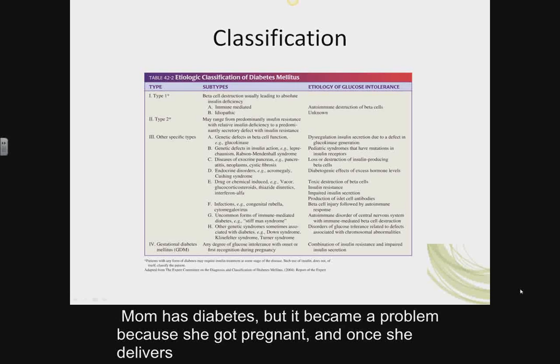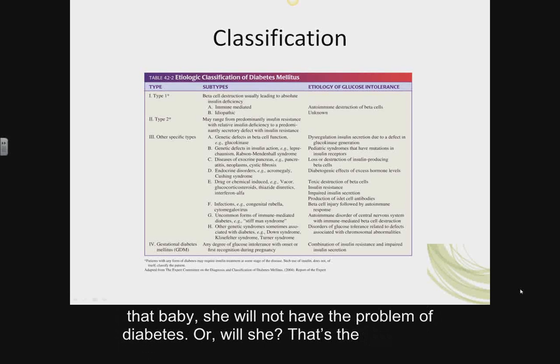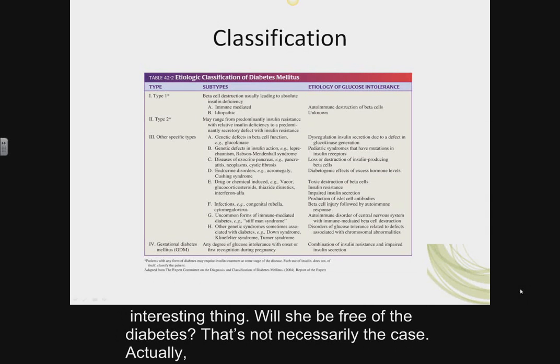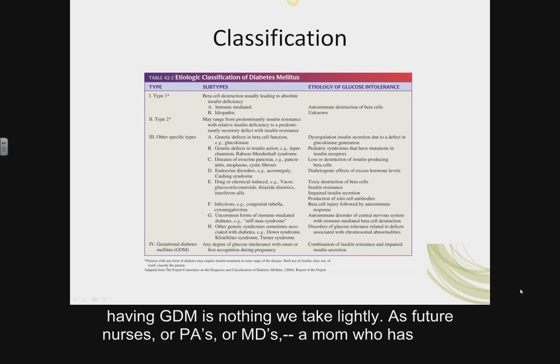What's the problem? She's pregnant. Mom has diabetes. It became a problem because she got pregnant, and when she delivers that baby, she will not have the problem of diabetes. Or will she? That's the interesting thing. Will she be free of the diabetes? That's not necessarily the case.